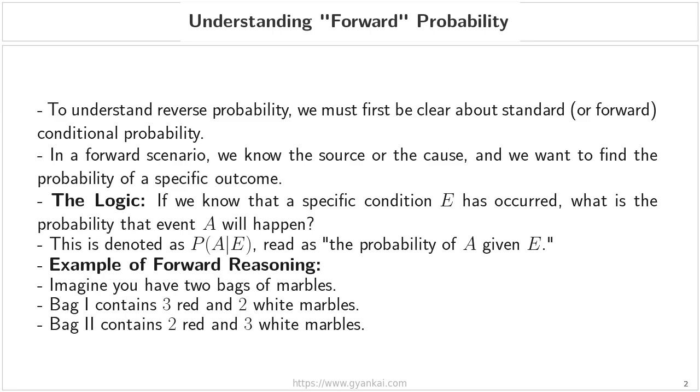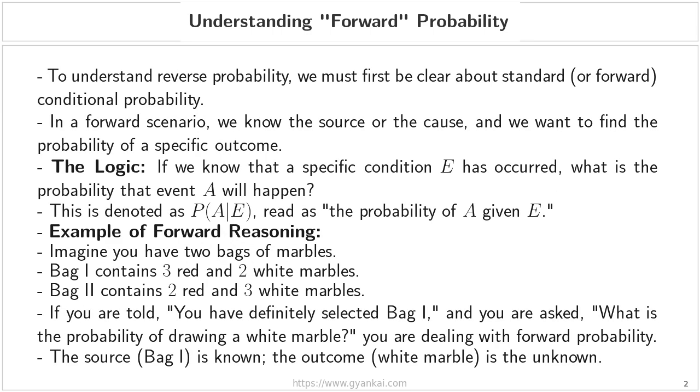Imagine you have 2 bags of marbles in front of you. Bag 1 contains 3 red marbles and 2 white marbles. Bag 2 contains 2 red marbles and 3 white marbles. Now suppose I give you a piece of certain information. I tell you, you have definitely selected bag 1. If I then ask you, what is the probability of drawing a white marble? You are performing forward probability.